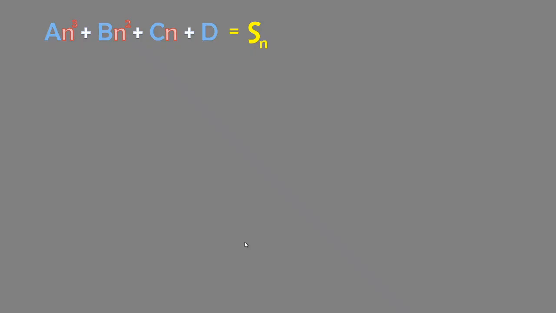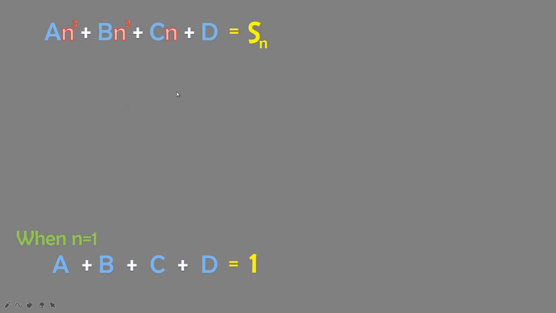So let me take you here. An cube plus bn square plus cn plus d is equal to Sn. And by substituting the value for n, we will get any number of the sum series. So when n is equal to 1, you should get the first number of the series. When n is equal to 1, n cube is 1, n square is 1, n is 1. So all the coefficients are 1, which is equal to the first number of the series, that is 1.